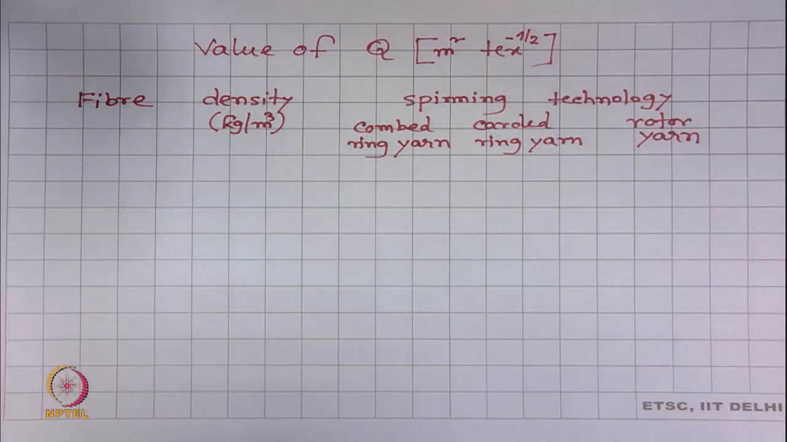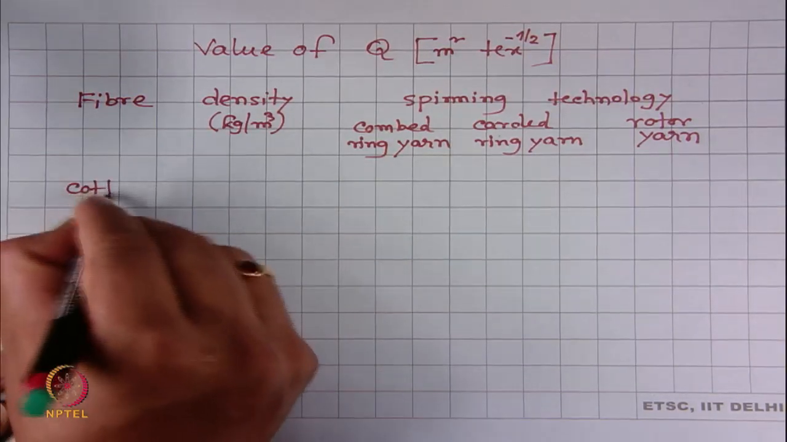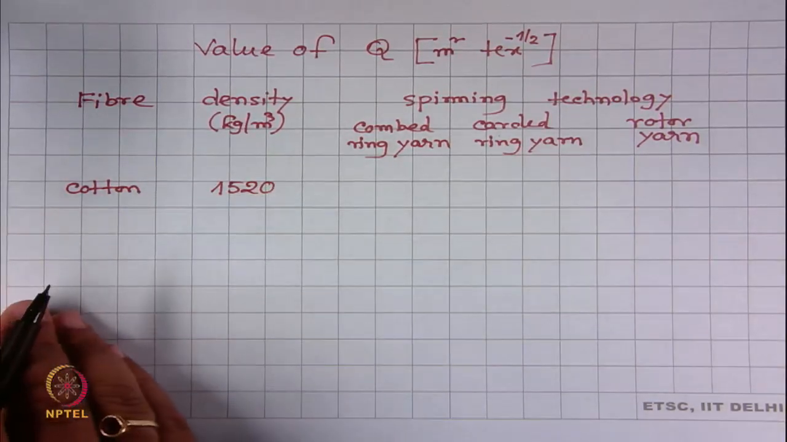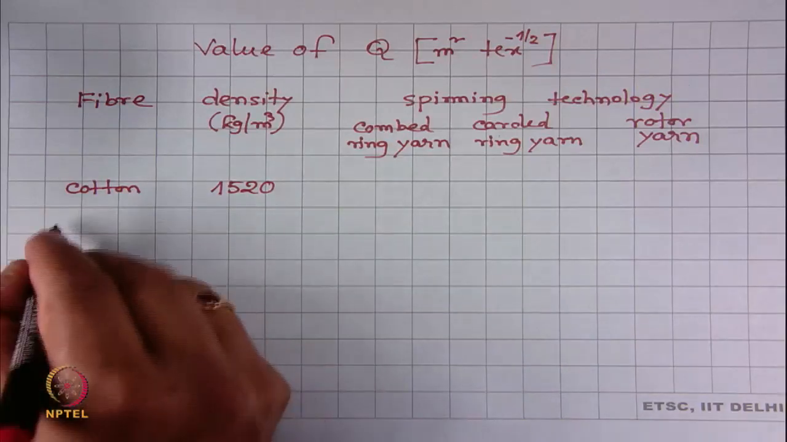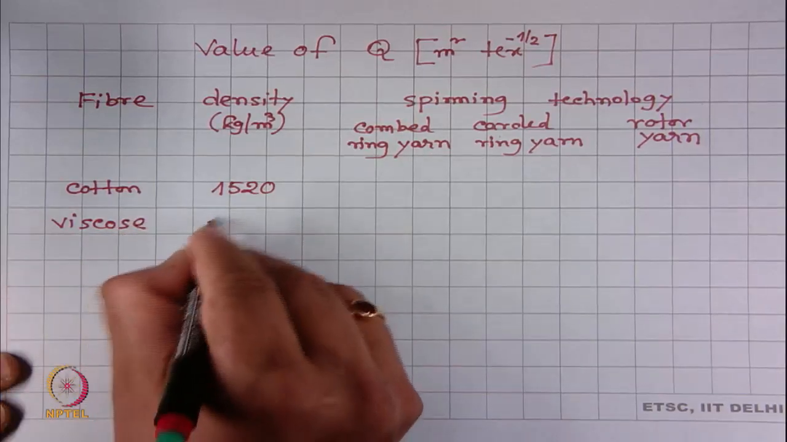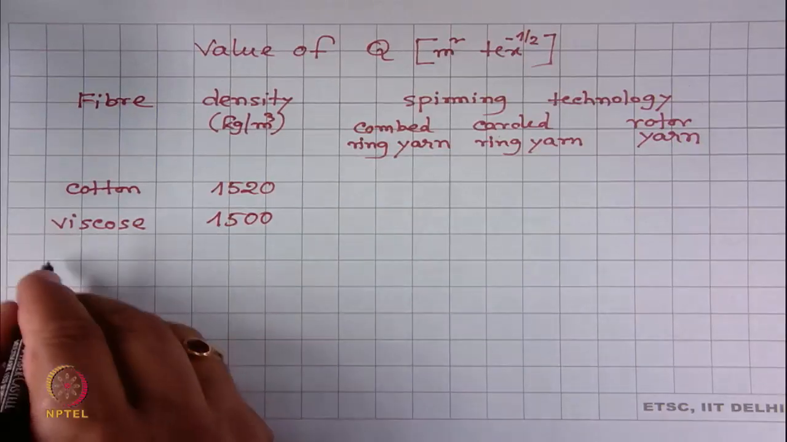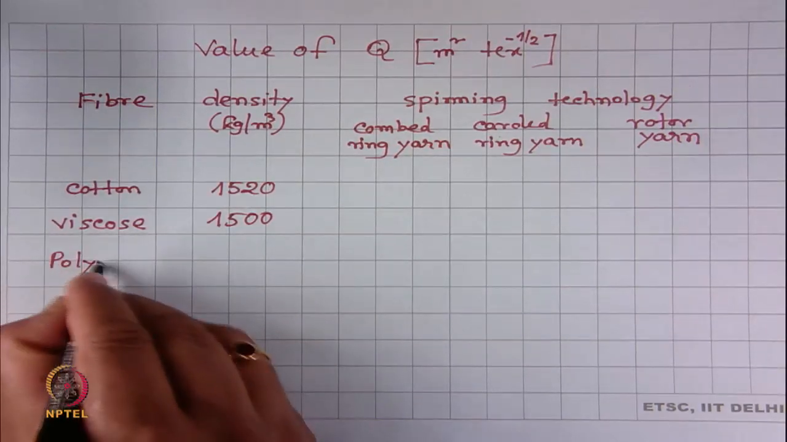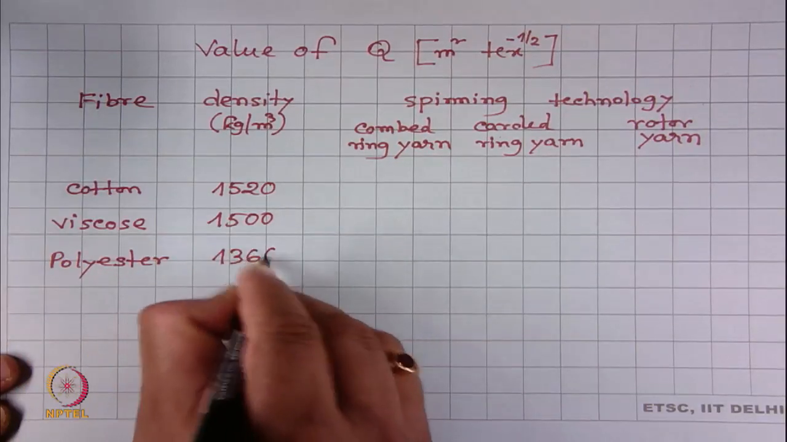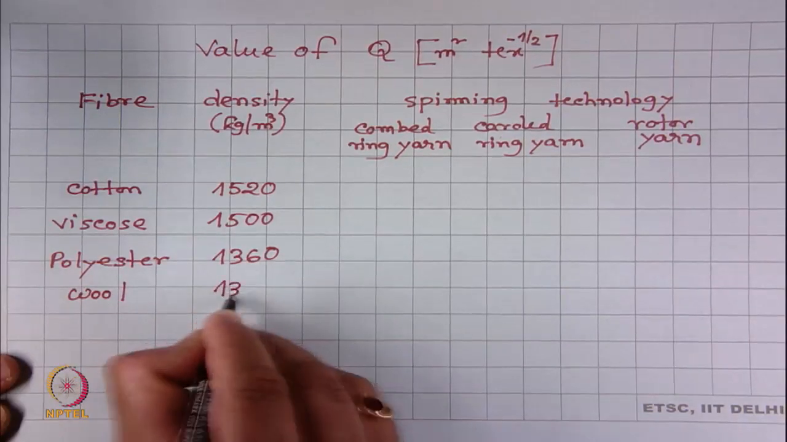Okay. Fiber, say cotton, typically the density of cotton fiber we consider 1520 kg per meter cube. Then viscose, viscose fiber density we consider 1500, polyester 1360 kg per meter cube, and then wool 1310.